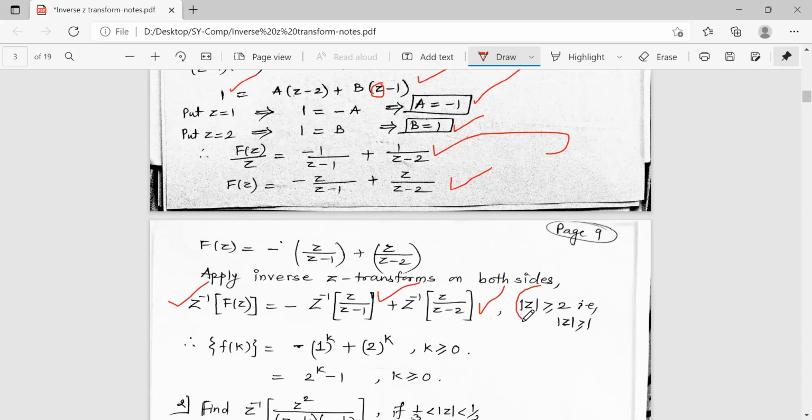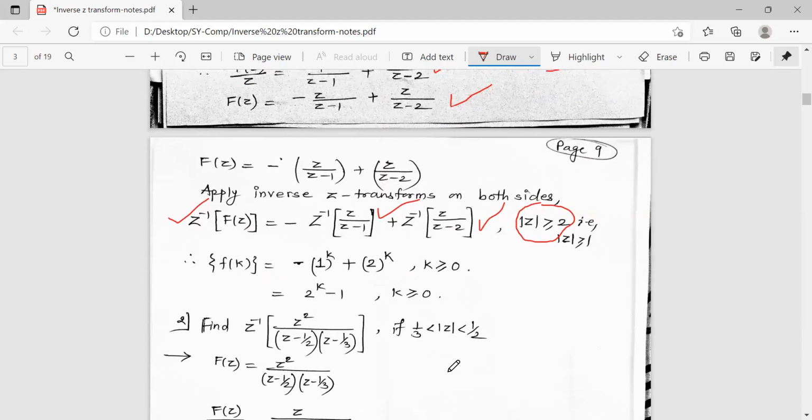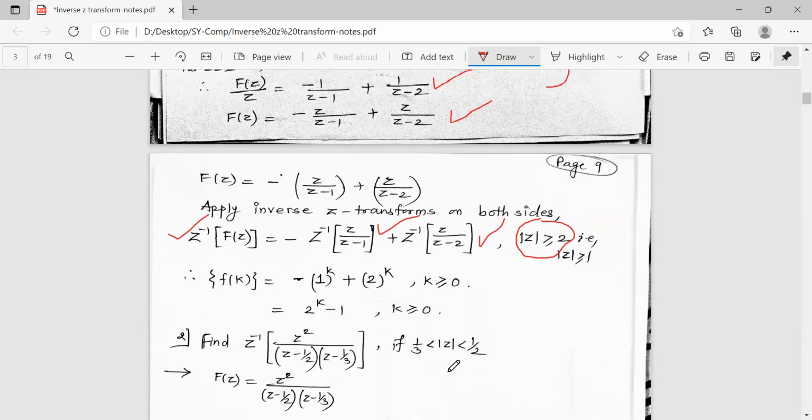This is given to you: mod z greater than 2 and mod z greater than 1. For that we have k greater than or equal to 0. And therefore the final answer is 2 raised to k minus 1. That is the procedure for the partial fraction form. Following? Any doubt regarding this problem? Then I can share my pad and we'll do one or two problems, and then we'll go for the difference equation.